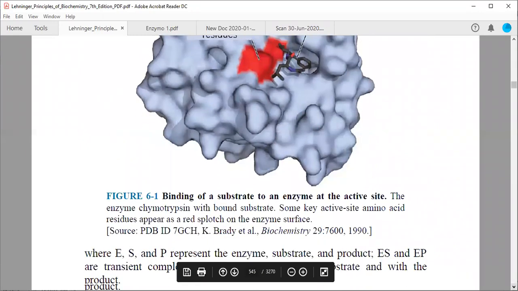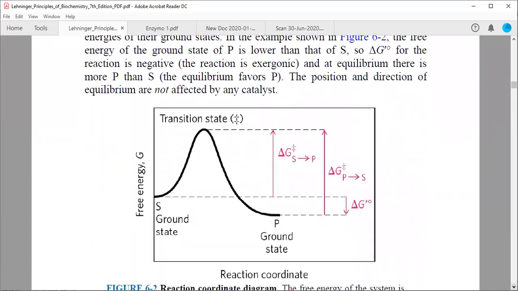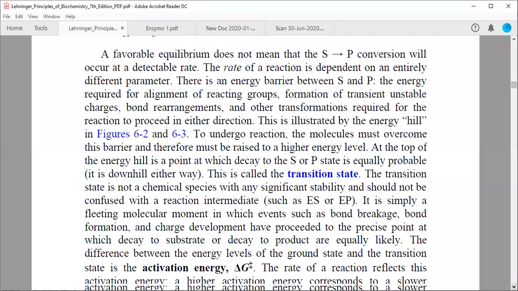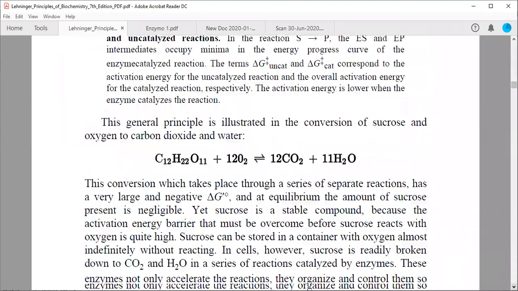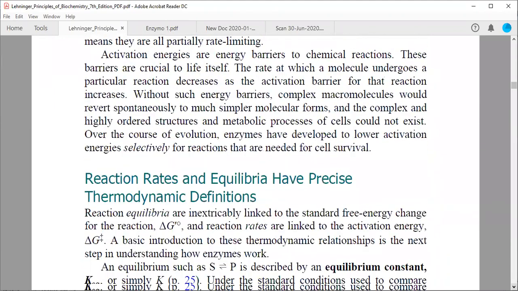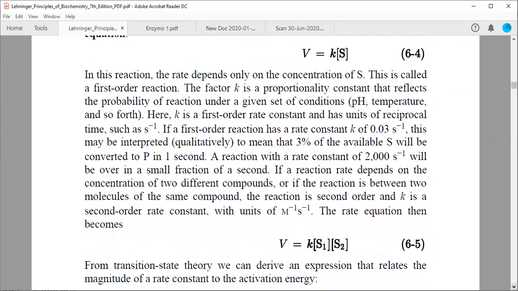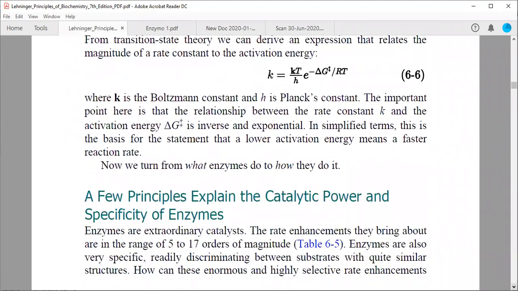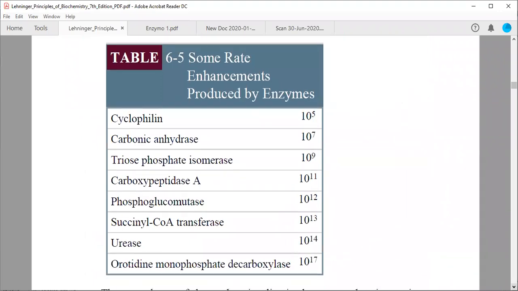Some rate enhancements which are a result of catalysis are given in the form of a table. It will include some of the common enzymes, some of the rare enzymes, and some of the very rare enzymes. This is Table 6.5, some rate enhancements produced by enzymes.